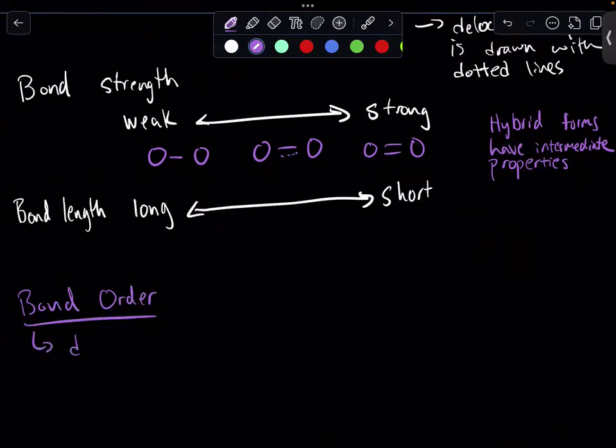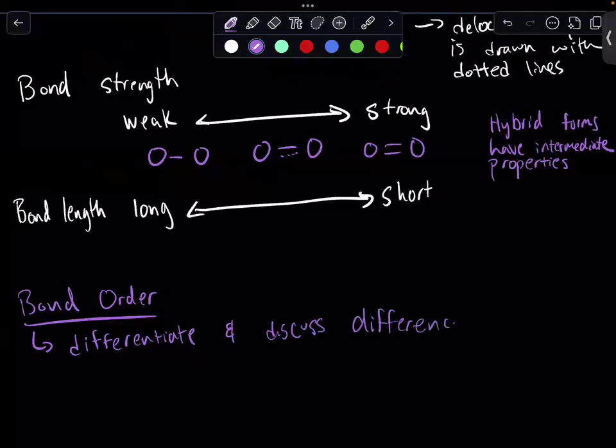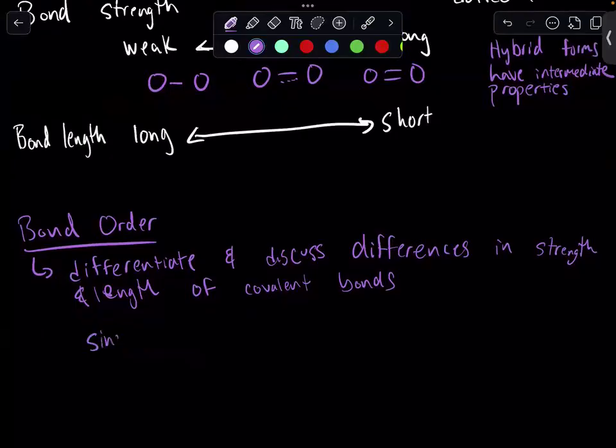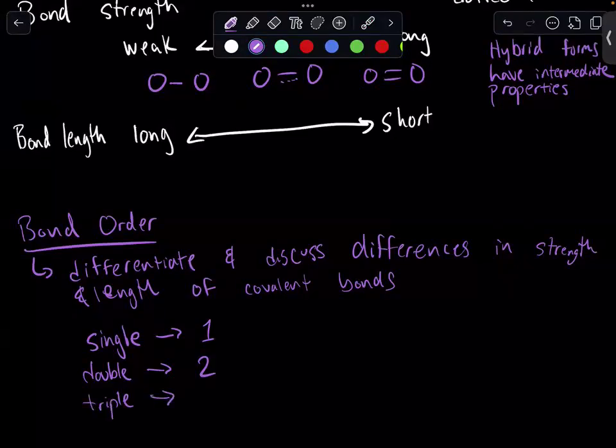Bond order is a fancy way for us to differentiate and discuss differences in strength and length of covalent bonds. We do this really simply. A single bond has a bond order of 1. A double bond has a bond order of 2. A triple bond has a bond order of 3.